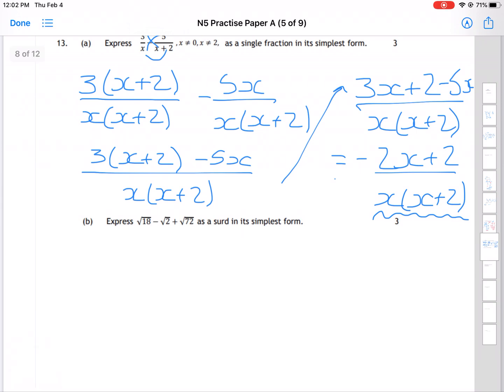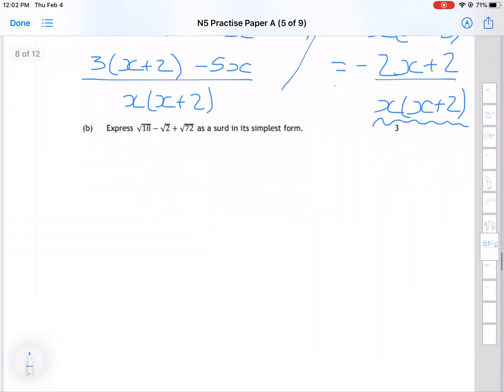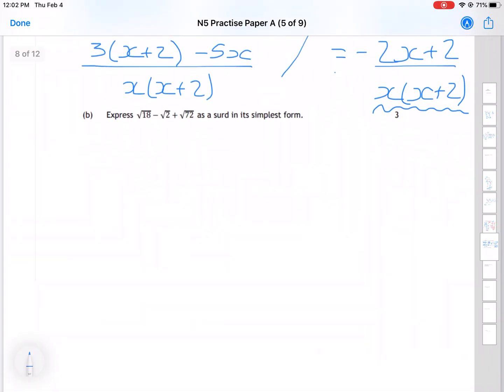Part B then for this question is all about surds. So we've got to simplify each of the surds here and then add or subtract them. So root 18, I'll take that out to the side. That can be split up into root 9 times root 2. So we're looking for a square number that can divide into 18. The square number here is 9. When I square root 9, I get 3, so that becomes 3 root 2.